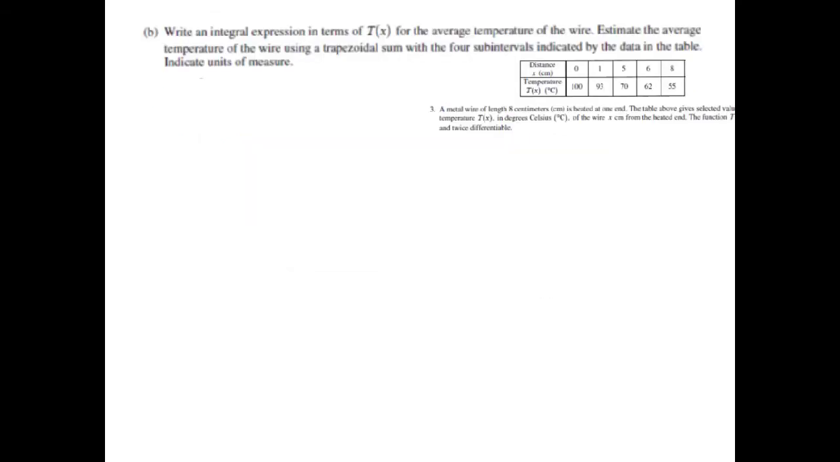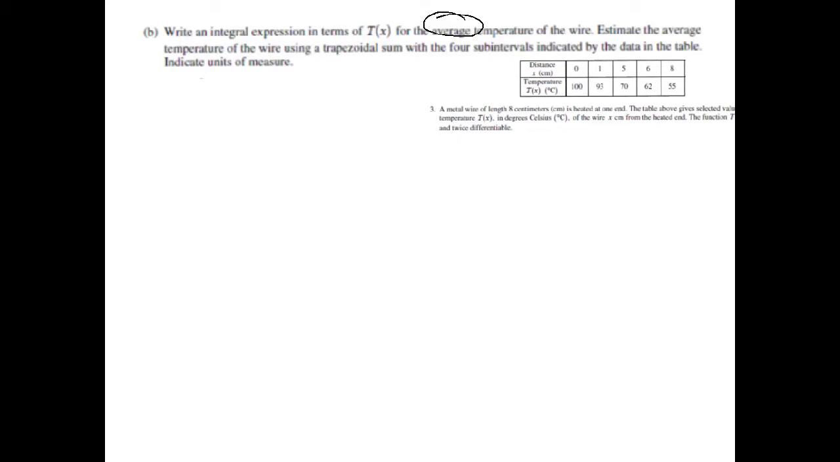Part B says, write an integral expression in terms of T of x for the average temperature of the wire. Estimate the average temperature of the wire using a trapezoidal Riemann sum with the 4 subintervals indicated by the data. Indicate units of measure. All right, so the key word here is average. When we talk about average, you should think to yourself, oh, that's right, the average value.